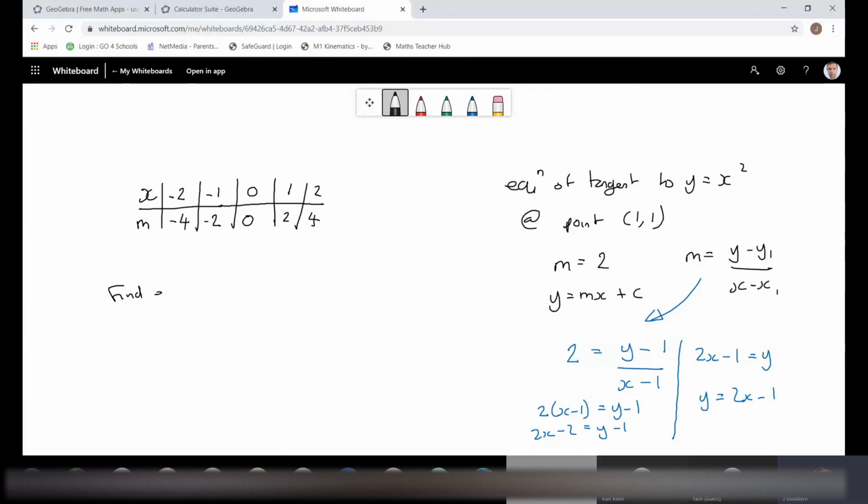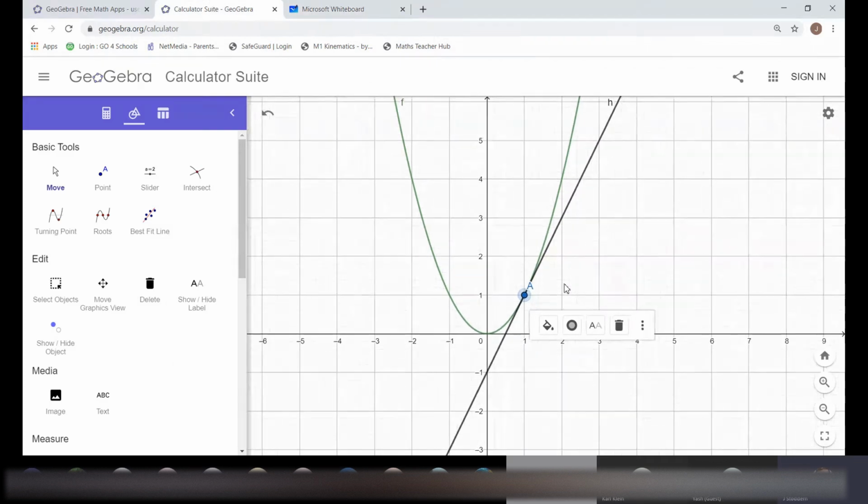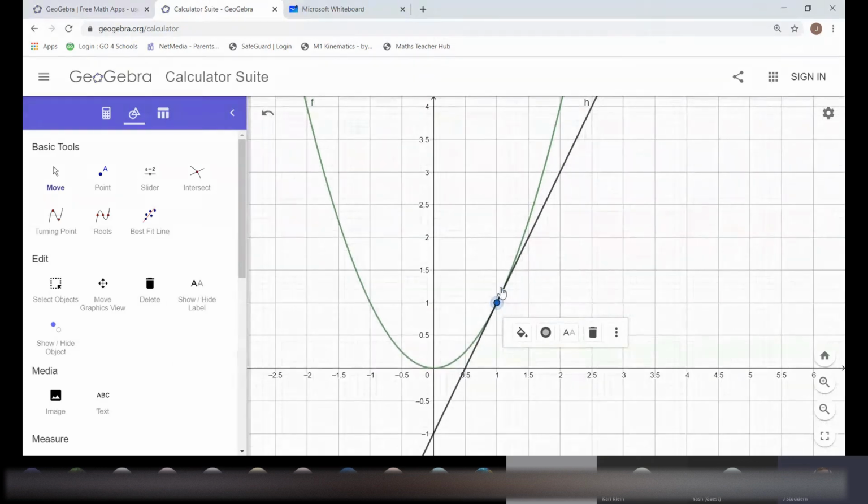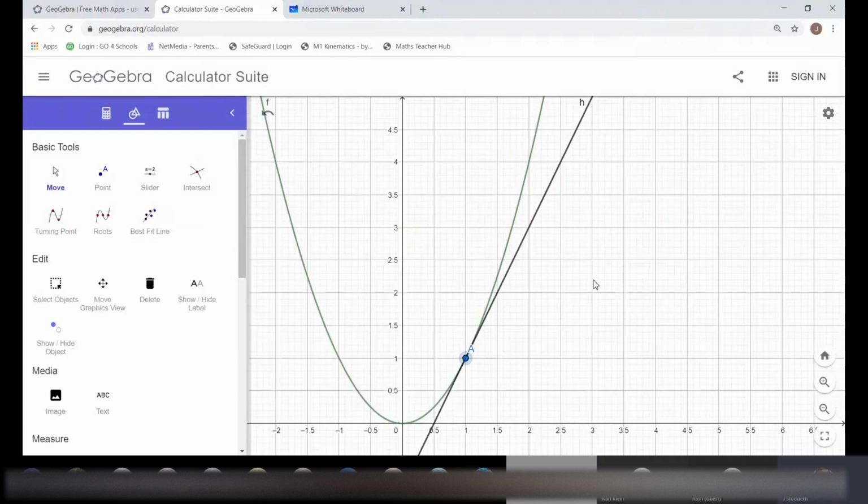find the equation of the tangent to y equals x squared at the point where x equals 3 over 2, which is 1.5. Now I'm going to show you what that means in terms of the graph. So I'm going to zoom in on this a bit so I can see 1.5 more easily. There we go. So I'm looking for x equals 1.5, which is here.